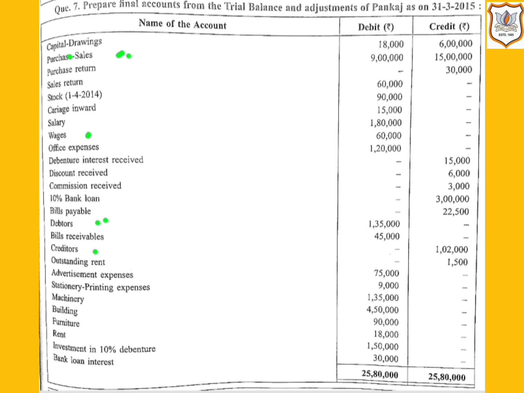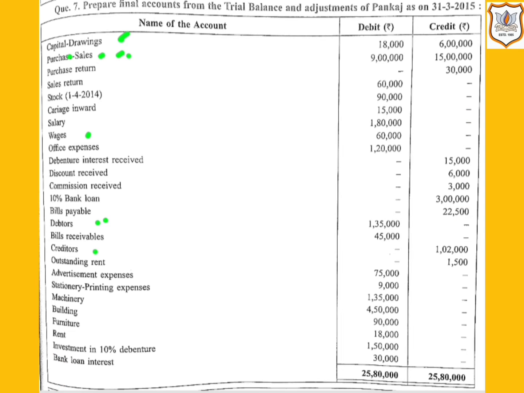Then we have the eighth adjustment. Here it is given that goods of rupees 7,500 withdrawn for personal use. So here it will affect purchase, and second it will affect drawings. So mark drawings.